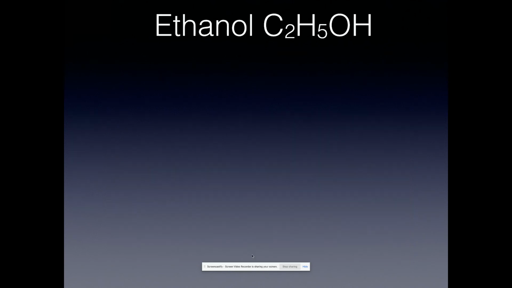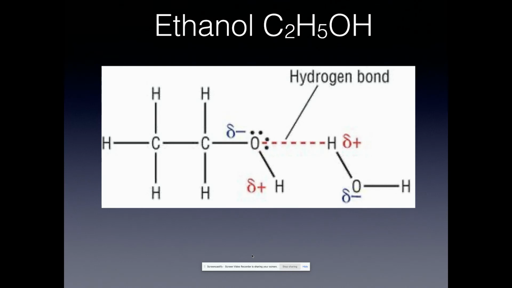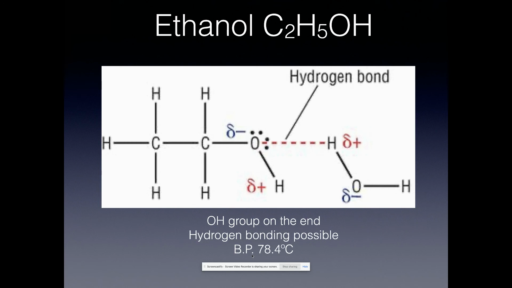Okay. Ethanol, C2H5OH. This is the structure. Now, you see that the OH group on the end makes it possible to have hydrogen bonding because the H is bonded directly to the O. I'm not really worried about the H's bonded to the carbons. They're not taking part in this. So ethanol can be attracted to water. That's why it's very, very water soluble. Okay. Or it can be attracted to other ethanols.